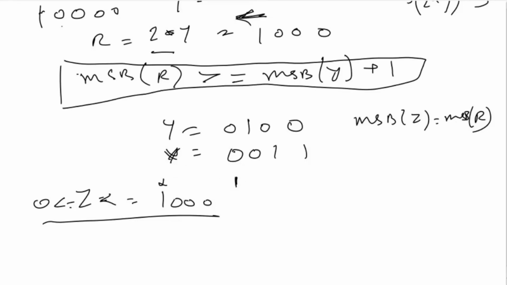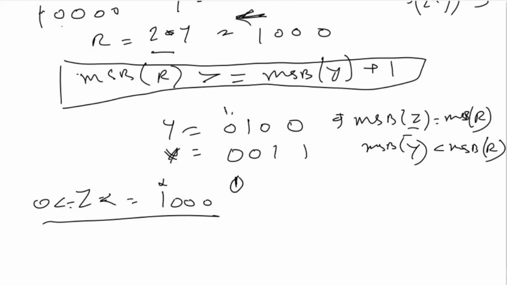So there is no point in taking MSB of Z equal to MSB of R because all those bits are 0 here. Okay, because MSB of Y is less than MSB of R as I have told you. So there is no point in setting MSB of Z equal to MSB of R. Okay, so if we don't take MSB of Z equal to MSB of R, then we'll take it 0.